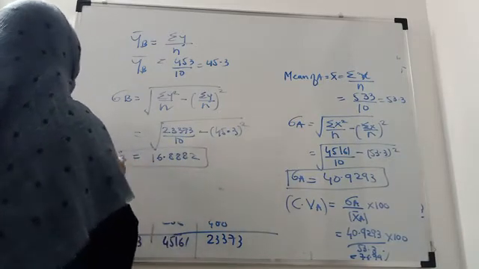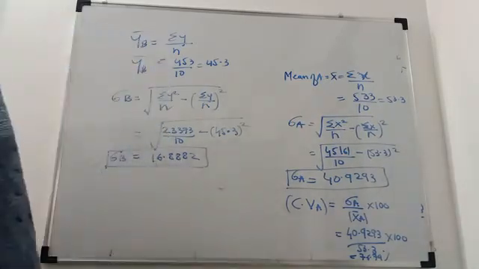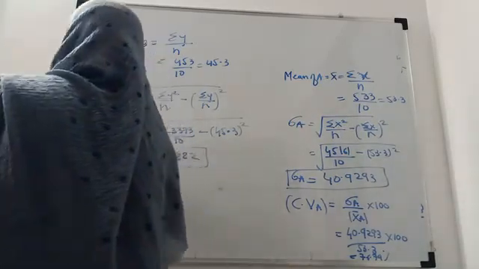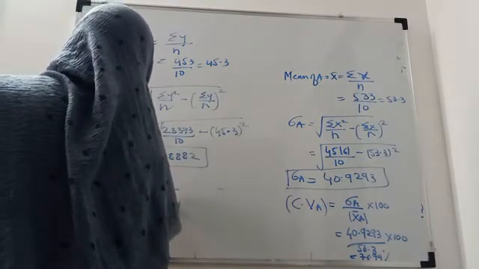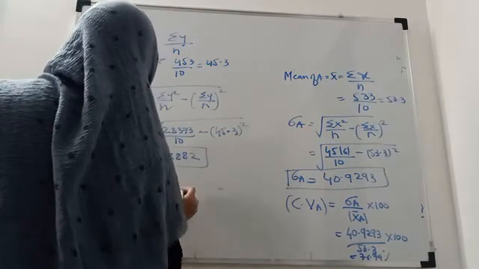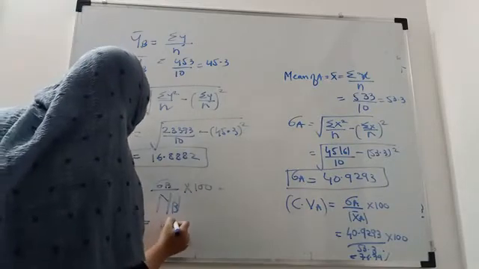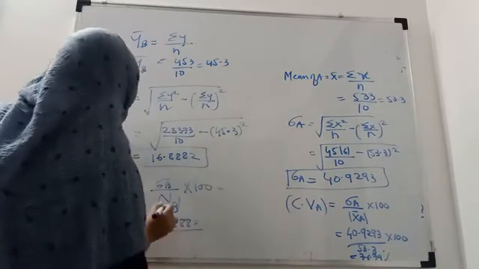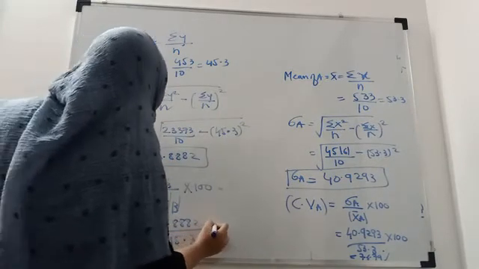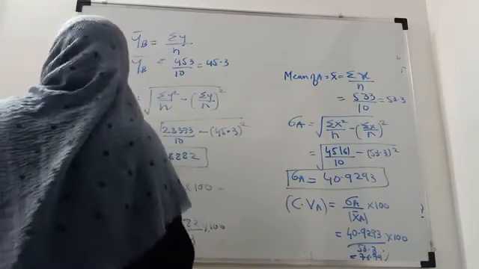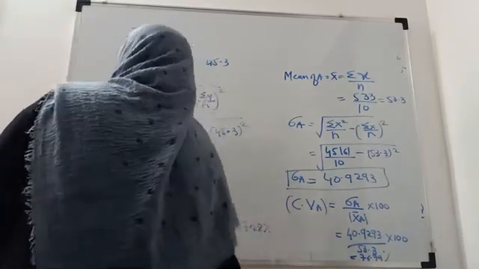Now we will calculate the coefficient of variation, CV of B. It is sigma B divided by mean B multiplied by 100. So sigma B is 16.8882, the arithmetic mean is 45.3, multiplied by 100. So here the answer is 37.28%.